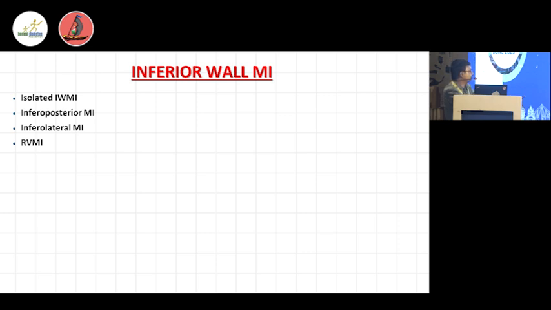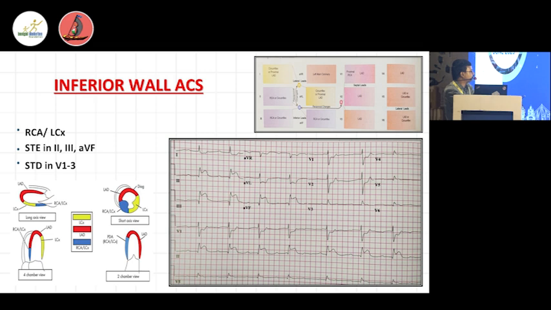is mostly related to the proximal RCA, where we do get changes related to the right ventricular myocardial infarction, and if we are taking the posterior leads, the V7, V8, V9, then we will get the changes related to the left circumflex coronary artery. So what are the time frames?